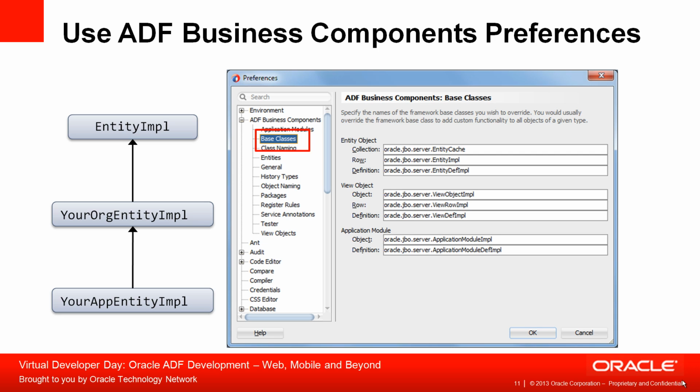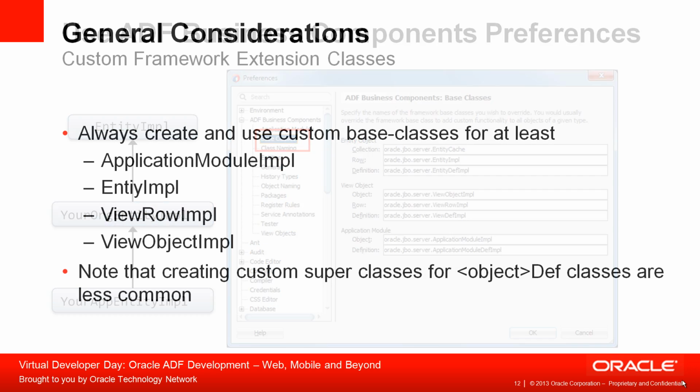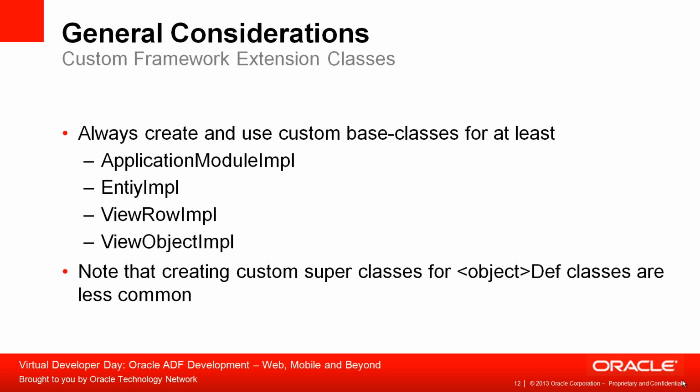One of the changes, and I already mentioned this, is the base class. Base classes are used by the framework to interpret the XML at runtime. Here we can see that the base class names are entity cache, entity impl cache, entity def impl, view object impl, and they all reside in the Oracle JBO server package. The recommendation is that you at least create a custom version of the application module impl, entity impl, view row impl, and the view object impl class.